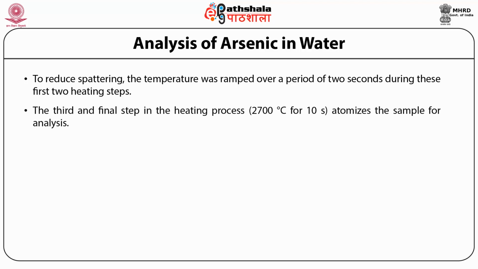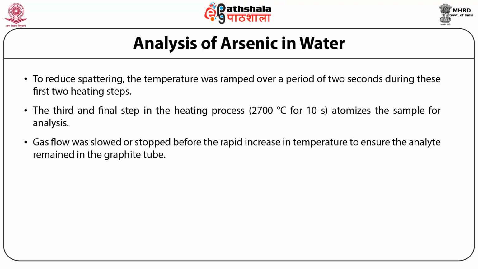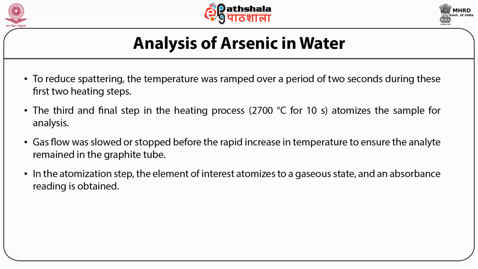The third and final step in the heating process atomizes the sample for analysis, and this is done by heating the sample to 2700 degrees centigrade for 10 seconds. The gas flow is slowed or stopped before the rapid increase in temperature to ensure the analyte remains in the graphite tube. Otherwise, no absorption will be observed. In the atomization step, the element of interest atomizes to a gaseous state and an absorbance reading is obtained.